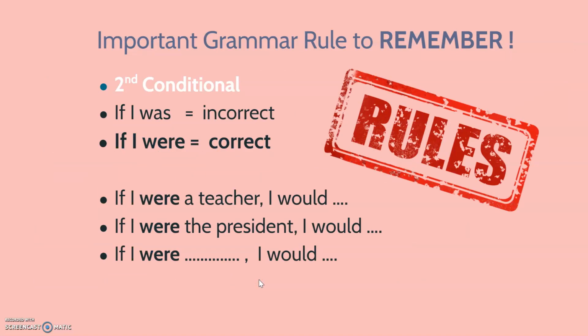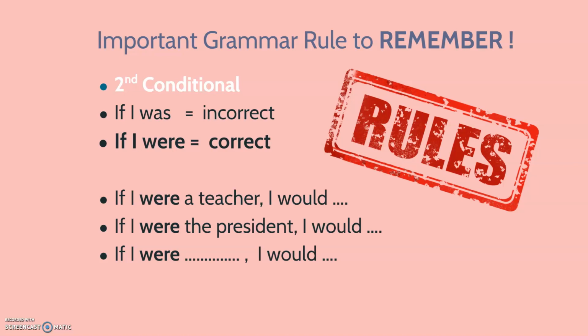Something strange, but important to remember. In second conditionals, when we talk about I, we use the verb to be were. You don't say if I was. You have to say if I were. Why is that? I don't know, but it is a rule you need to follow. And it's a rule a lot of people make mistakes with.